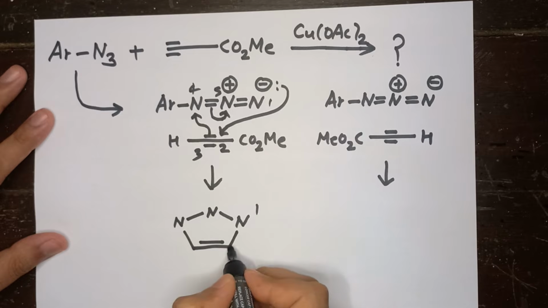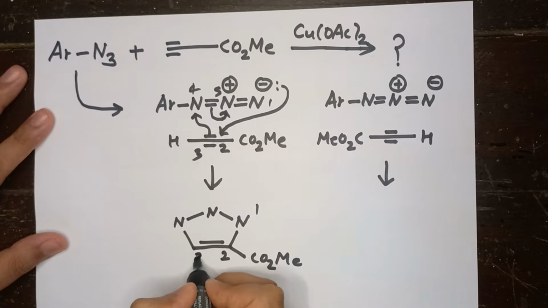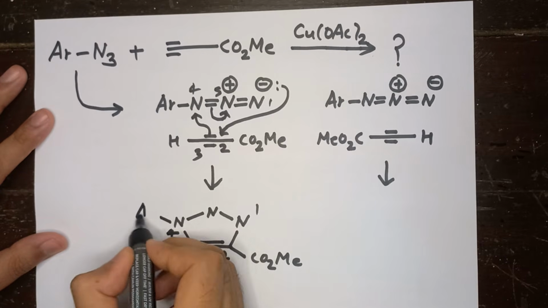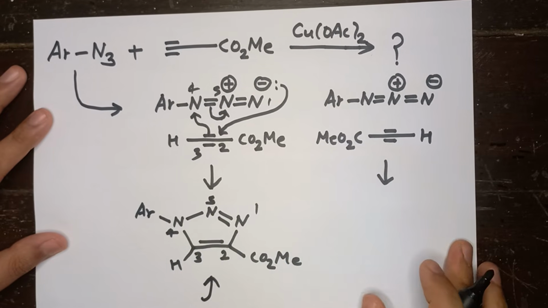So nitrogen number 1, carbon number 2 having CO2Me, carbon number 3 hydrogen, nitrogen number 4 Ar group, and nitrogen number 5. So this is one of the products.